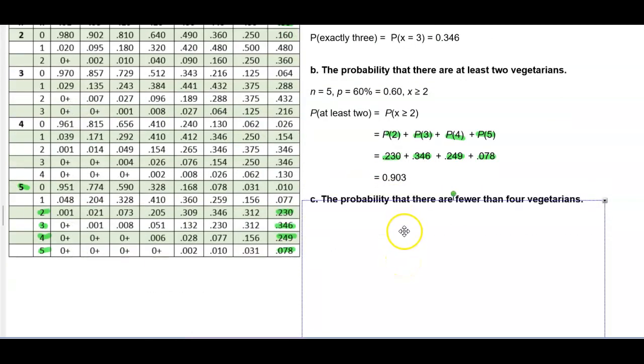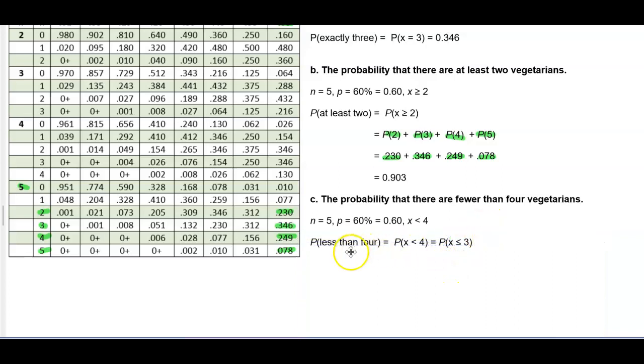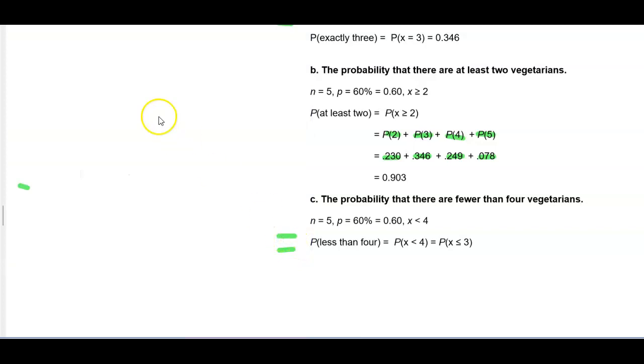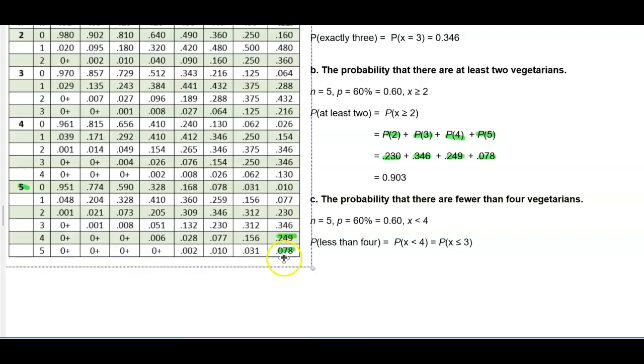Now let's take a look at part C. Part C says the probability that there are fewer than 4 vegetarians. So n is equal to 5, p again is still equal to 0.60, and now we're looking at x is less than 4 because it says fewer than. Now recall that the probability of x less than 4 is equal to the probability of x being less than or equal to 3. I'm going to go ahead and remove these highlights so we can use them again with a different color.